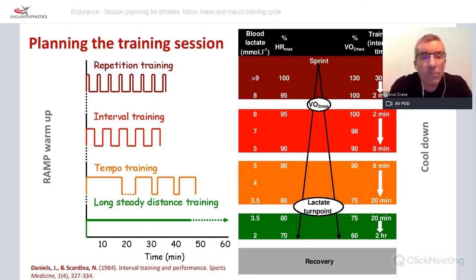And then we plan the training sessions. So here's a table I've redrawn from Jack Daniels, who's a physiologist. I'm sure many of you are familiar with his textbook, Daniels' Running Formula, and actually that's one of those bits of software we flagged up that's also linked to Daniels' work.